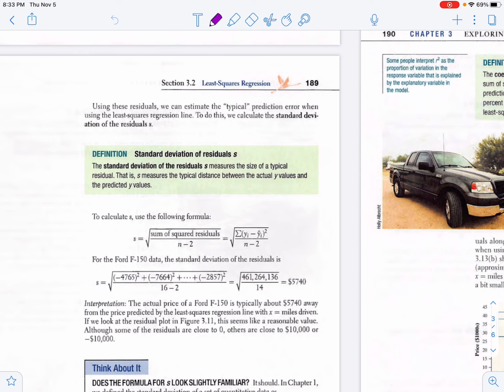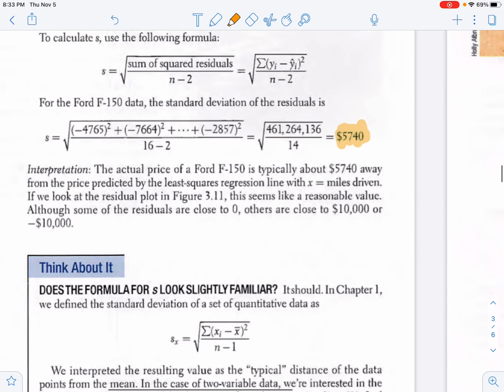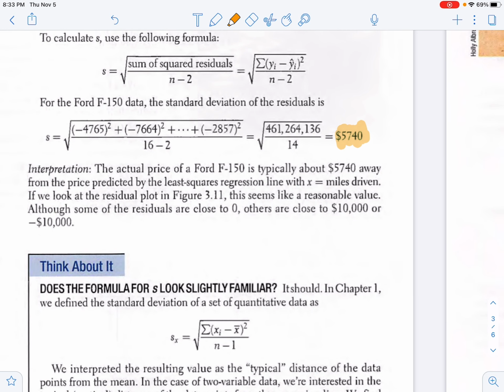So we look at our example with the Ford F-150s from before, and we get that the standard deviation of the residuals is $5,740. And this interpretation is the important bit.